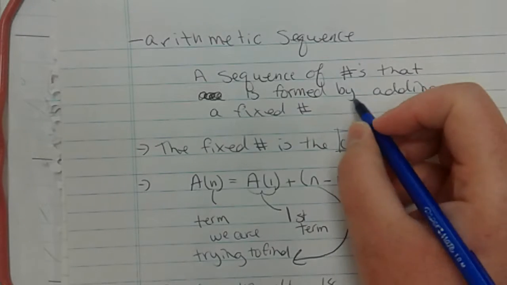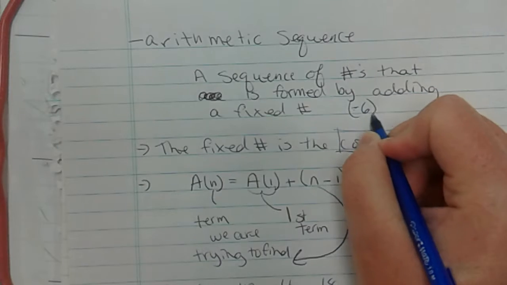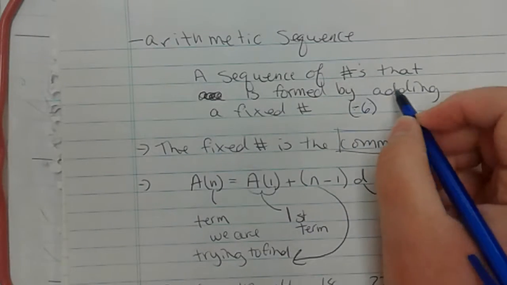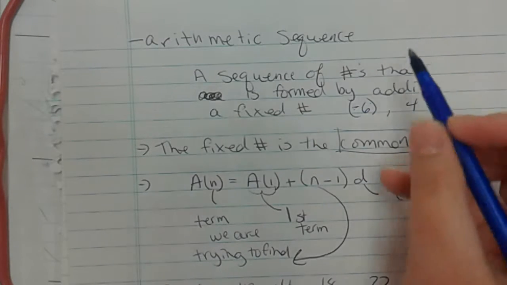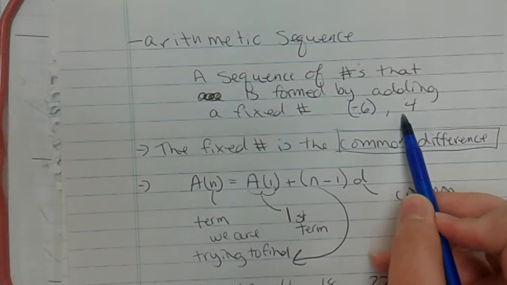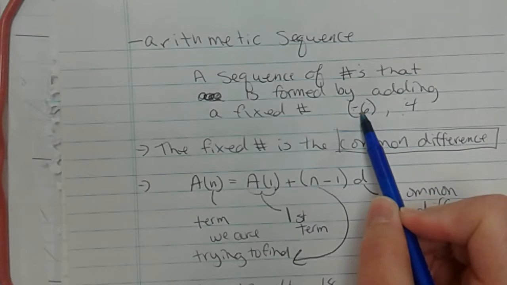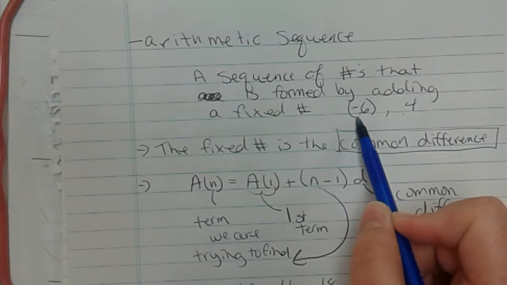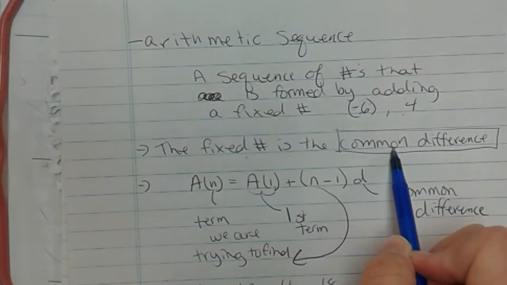And when I say adding, don't I really mean subtraction as well? Because isn't subtracting 6 the same thing as saying adding -6? Yeah. So I could have a sequence that is adding 4 each time. I can have a sequence that is subtracting 6 each time, or in other words, adding -6 each time to the previous term. The fixed number is known as the common difference.